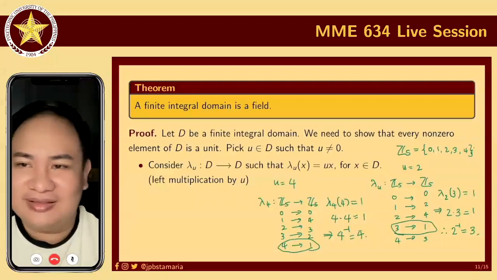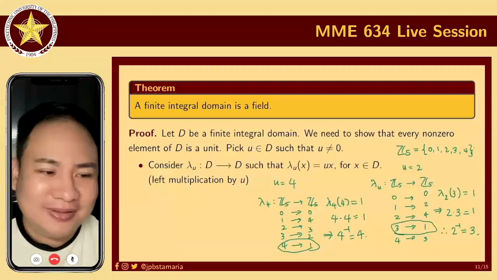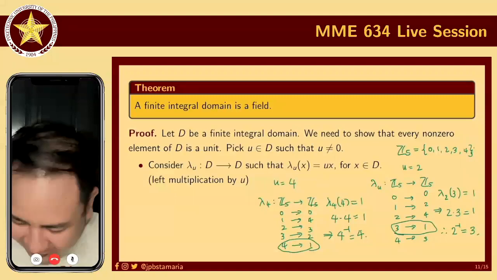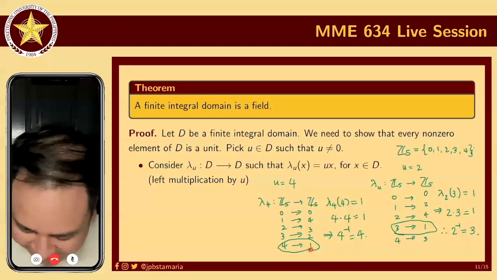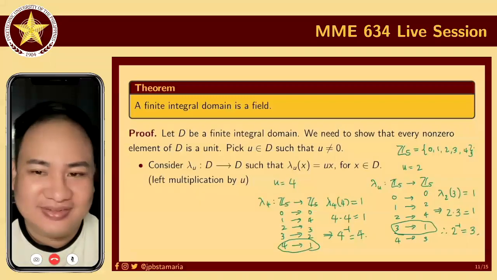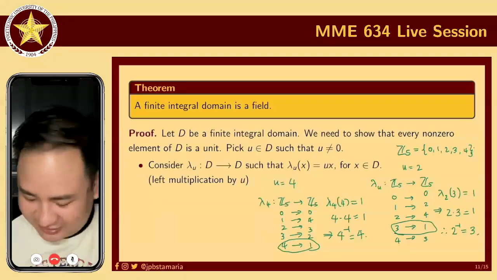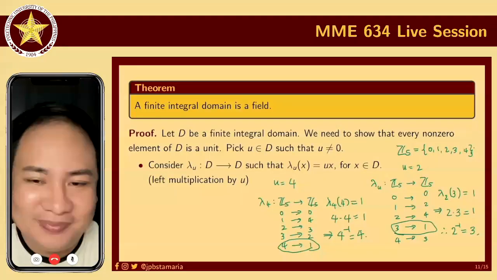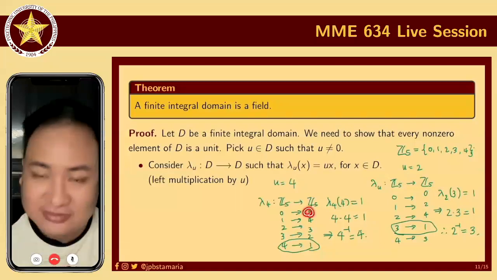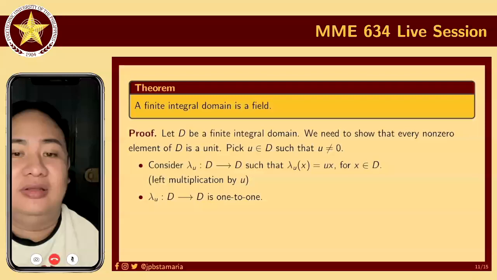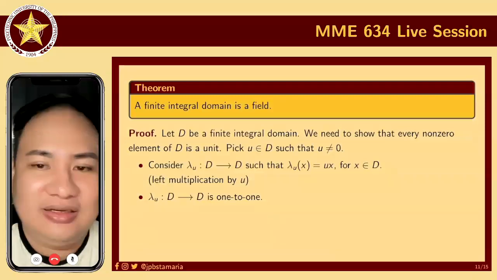So, ang tanong na lang natin dito, ba't gumagana yung lambda u? Ba't sure tayo na laging lalabas yung 1? So, that's the question. Kasi kapag lumabas na itong 1, finish na. May multiplicative inverse na, 'di ba? Definitely hindi yan lalabas dito sa 0 kasi 0 times anything is 0 eh. Ang reason is the fact that this function is actually 1 to 1.